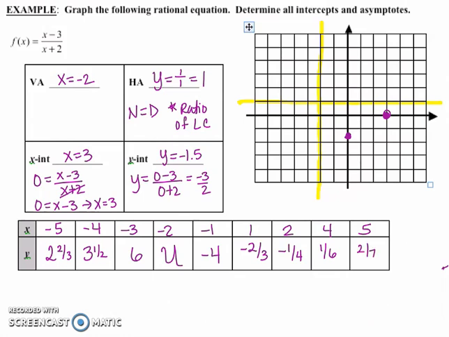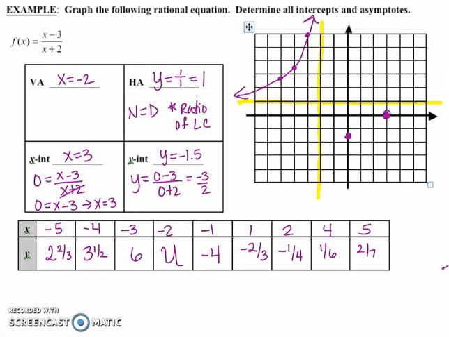Okay, so now I'm going to go ahead and plot these points. When x is negative 5, I'm at 2 and 2/3. Negative 4, I'm at 3 and 1/2. Negative 3, I'm at 6. And basically, I can kind of see what's going on here. We're going to have a branch that looks something like that.